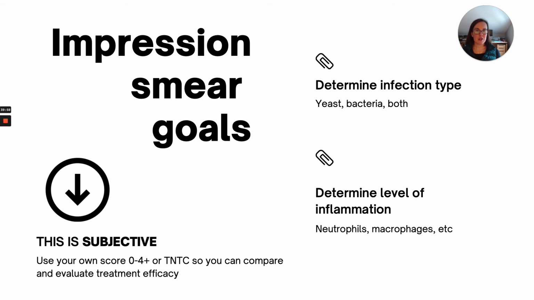So impression smear goals. You want to decide, is this a bacterial infection, is this yeast infection, or is it a complicated infection where we actually have both? We also want to determine the level of inflammation because you need to be able to treat that adequately. And then remember, it is subjective. So this is your scale and your scale alone, and it doesn't matter if someone else says, oh, this is a 3+ or this is a 2+. To me, it's still there. So it's either all or nothing, right?